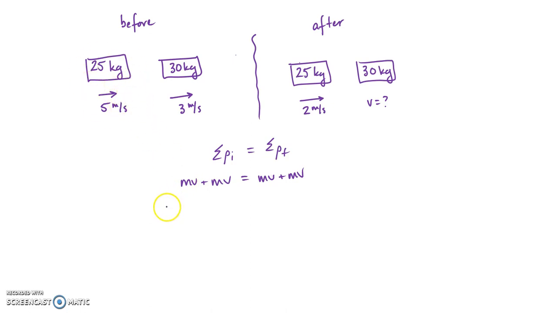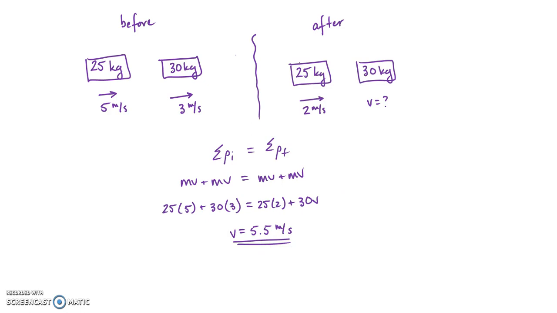So here's my first object. I've got 25 times 5 plus second object 30 times 3. And then over here, now we're in the after, so we've got 25 times 2 plus 30 times v. And so now, at this point, all that's left is algebra. So I'll crunch all my numbers, and I'm going to get 5.5 meters per second. So in this case, instead of hitting and sticking together, it hits and bounces off, so this guy actually has a different velocity than this guy, and you can still calculate using the exact same method.